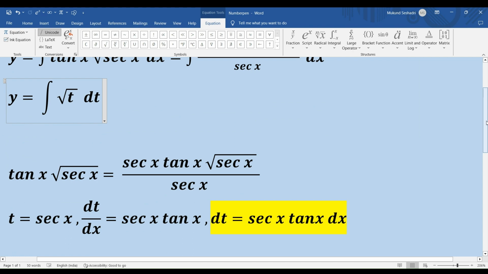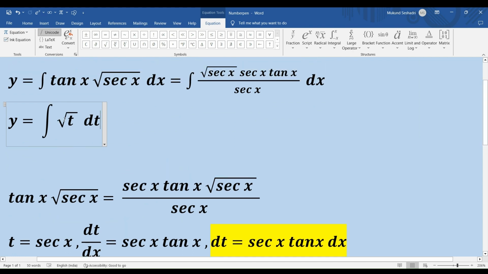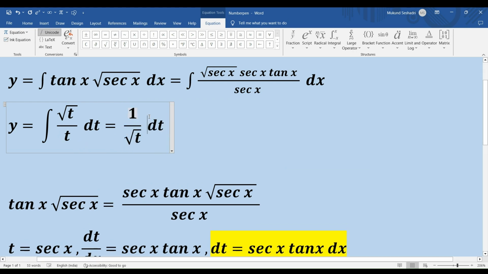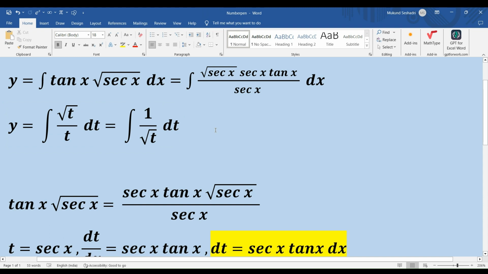Look at the yellow expression that we've highlighted, and then I have a divided by a secant x, right? My secant x is nothing but a t, right? Now I know that my root t by t is nothing but 1 by root t. Therefore, my y is nothing but integral of dt by root t. This is something which is quite familiar to us because I know that d by dt of root t is 1 by 2 root t, right? I repeat, d by dt of root t is 1 by 2 root t, right?